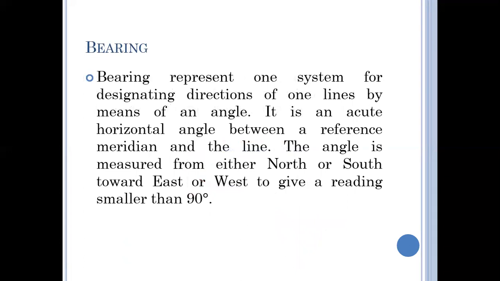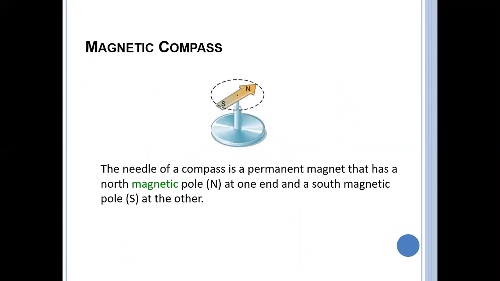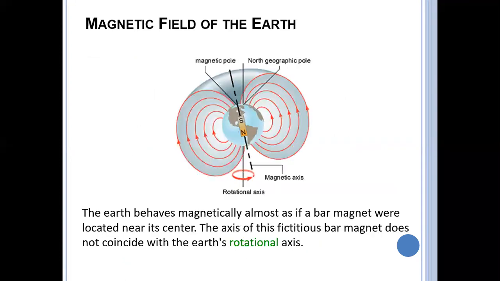So bearing natin represents one system for designating directions of lines by means of an angle. So this is an acute horizontal angle between the reference meridian and the line. So the angle is measured from either north or south toward east or west to give a reading smaller than 90 degrees. So magnetic compass. So yung needle ng compass natin is a permanent magnet that has a north magnetic pole at one end and south magnetic pole at the other end.